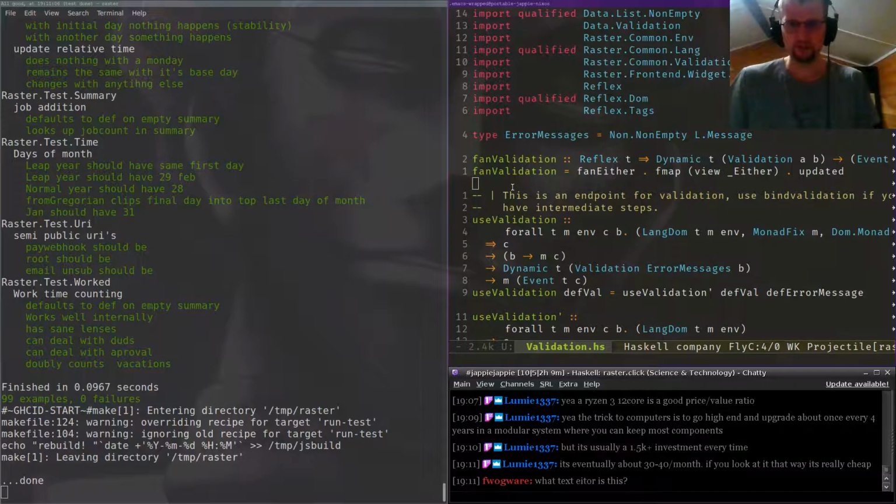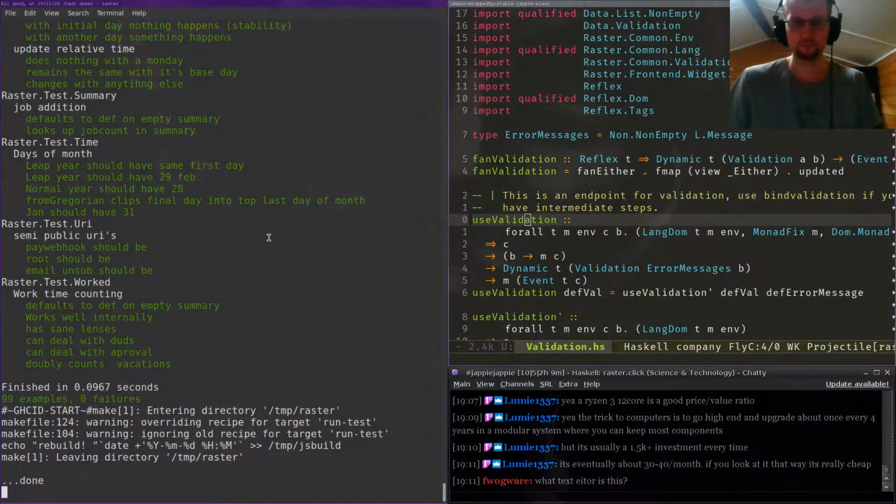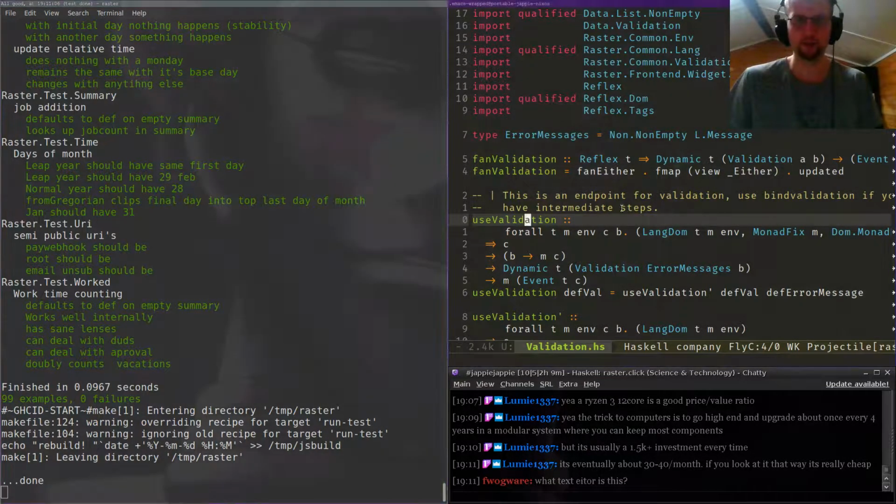What text editor is this? This is Emacs. Emacs in daemon mode on i3. You're curious.